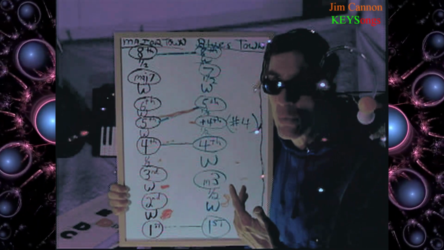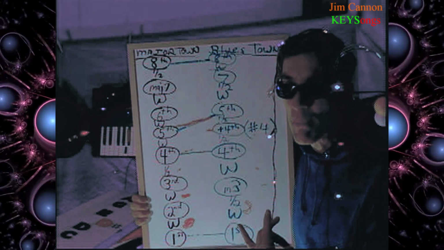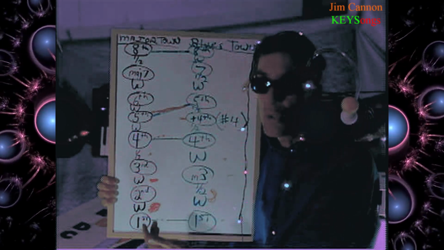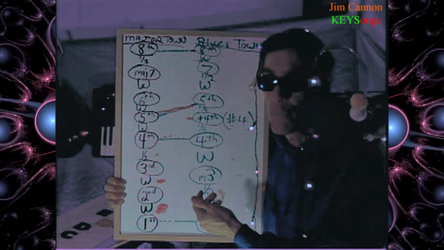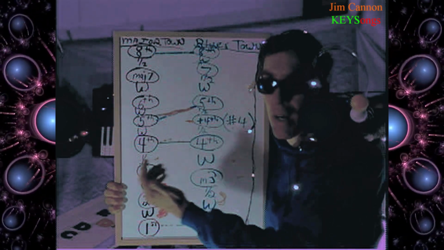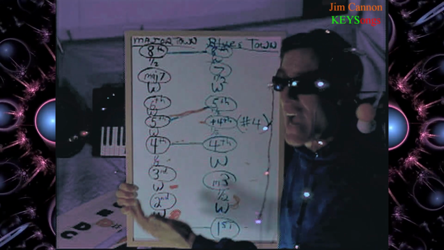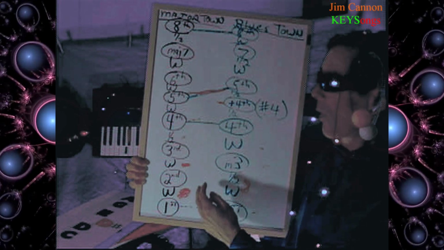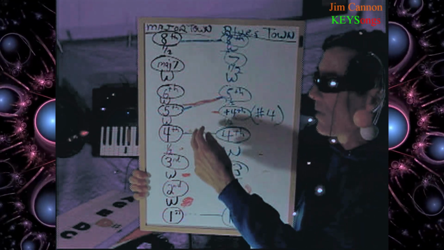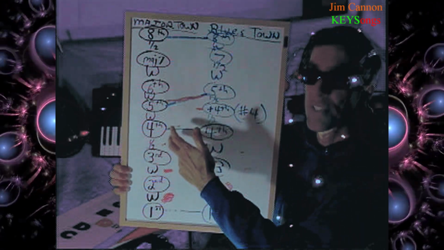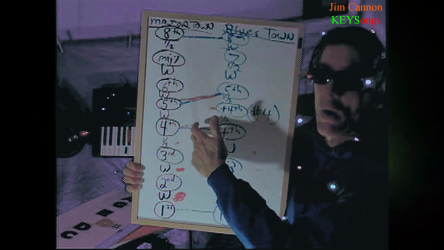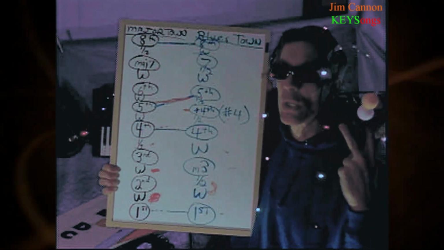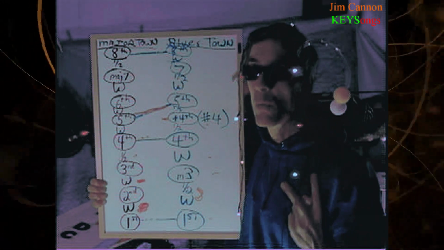And isn't it really cool because some of the intervals are the same? Even though I don't have a 2 in Blues Town, and even though I don't have an M3 in Major Town, I do have a 4. Both towns have a 4th house that are the same. So the interval between 1 and 4 in both towns is going to look the same. Repetition.